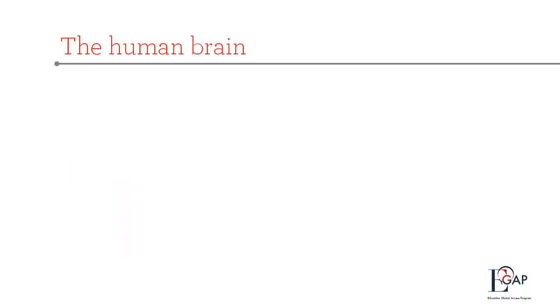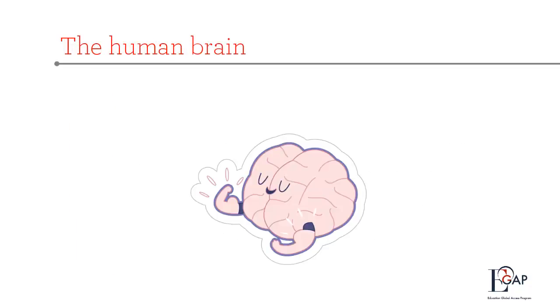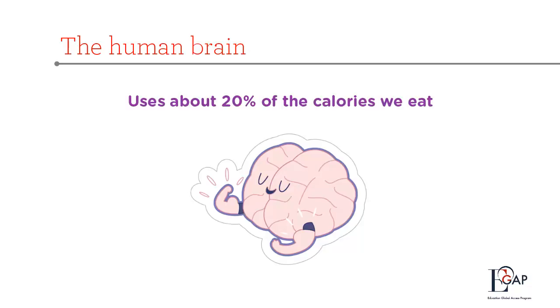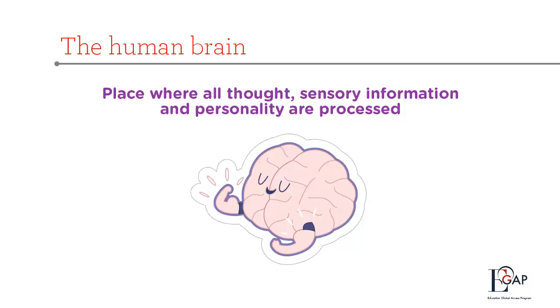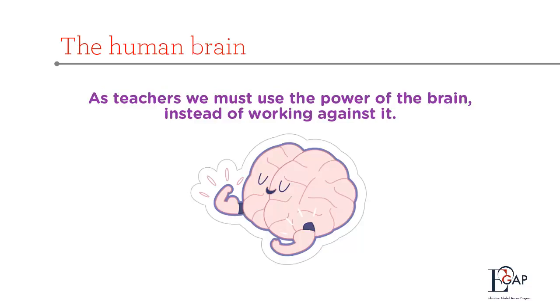The human brain is an incredible organ. It works continuously, even when we are sleeping, and uses about 20% of the calories we eat every day in order to function. It is the place where all thought, sensory information such as sights and sounds, and even personality are processed. It is the place where learning occurs, and it's important for us to understand exactly how the different parts of the brain shape learning, so that we, as teachers, can design our lessons in a way that harnesses the power of the brain instead of working against it.